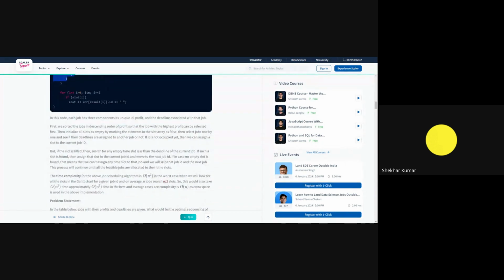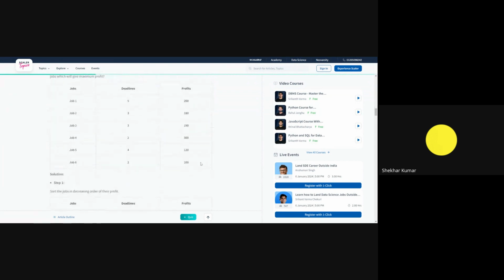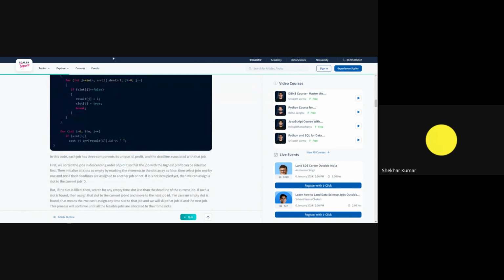So the complexity of this algorithm is order of n square in the worst case, because we look for all the slots. You can see all the slots in the Gantt chart. For the average case, because we are looking at every combination, it takes order of n square time in the best and average case, because we have a subset problem. This is the time complexity of this.